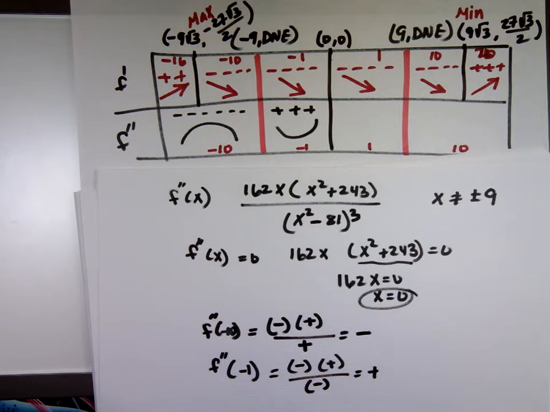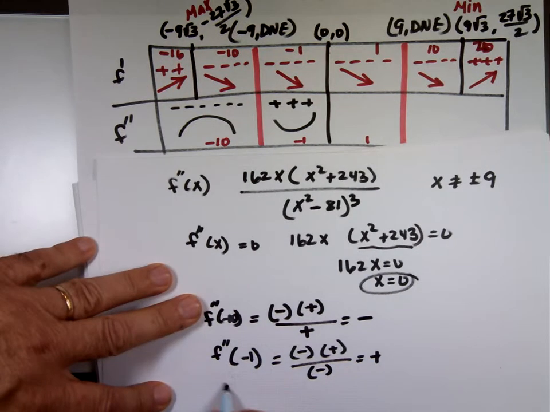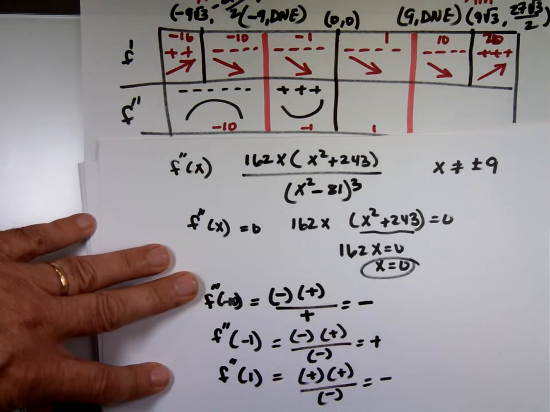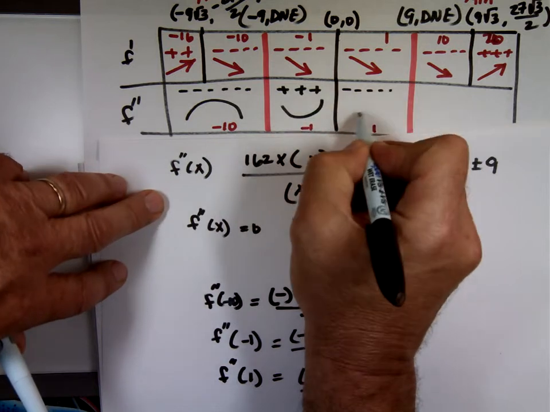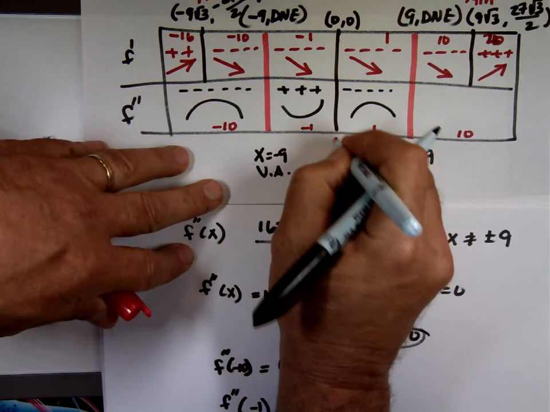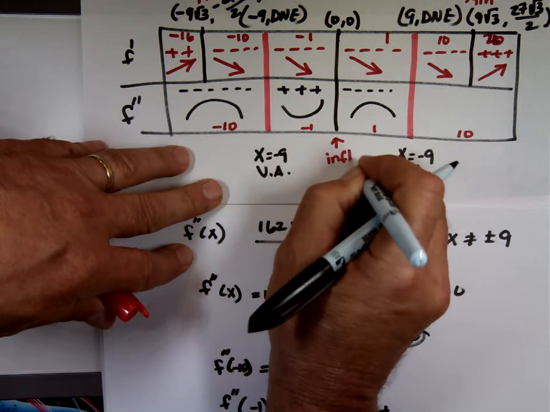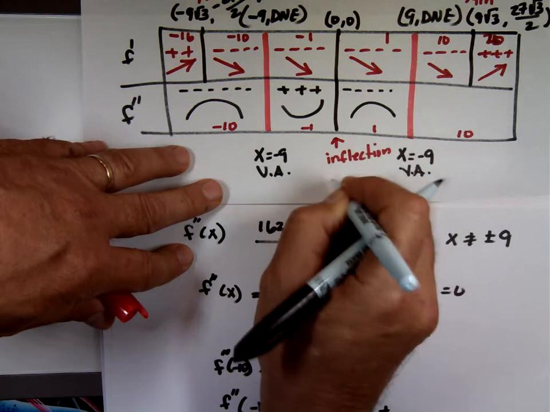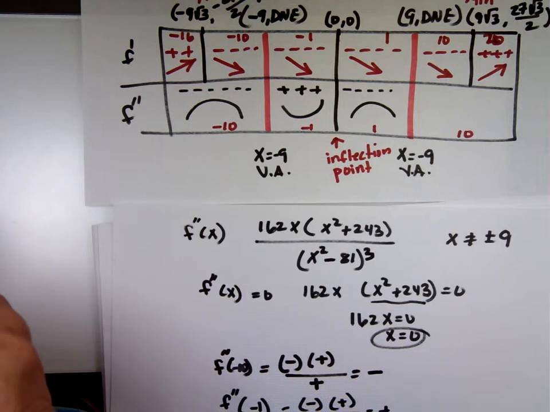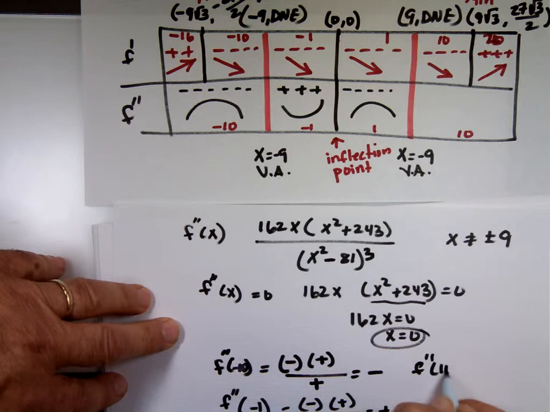Let's take the 1. Positive, positive over negative. That's a negative. If it's negative, concave down. What do you know? What do we have here? Inflection point. We change concavity. And when we take the 10, that's a plus. That's concave upward.